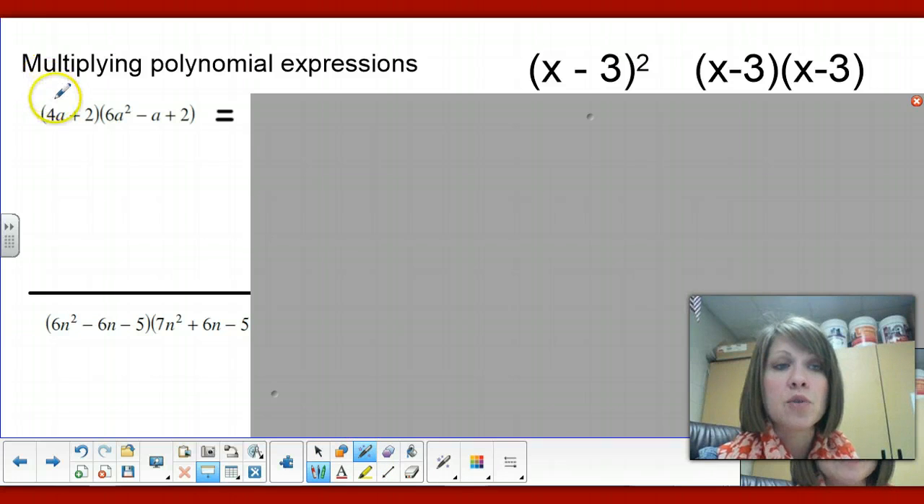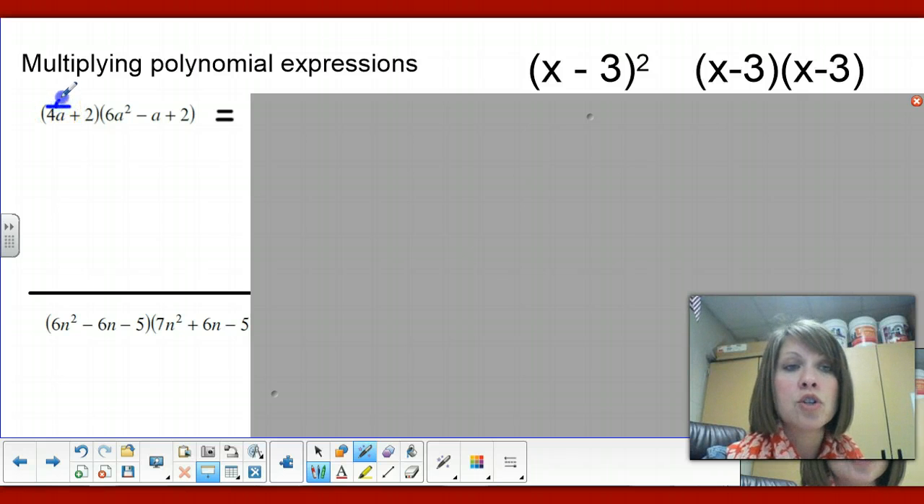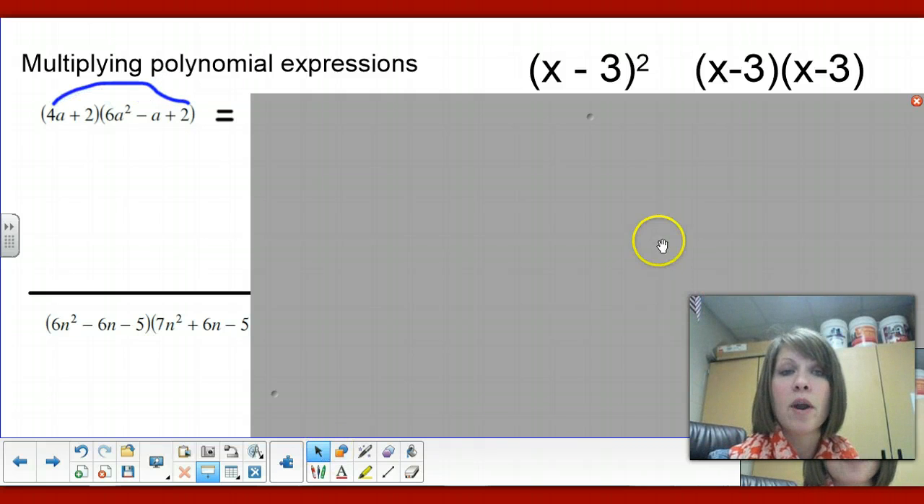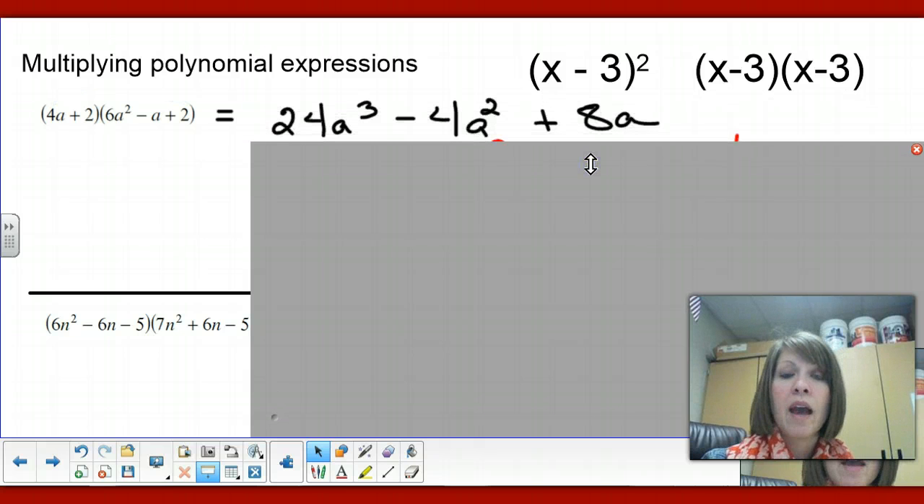What we'll do is we are going to take the 4a that you see here, and we are going to distribute the 4a to every one of the terms in the second trinomial. Okay, so just the 4a, we're going to leave the plus 2 alone. So we're going to do 4a times 6a squared, 4a times negative a, and 4a times 2. And that's going to give us 24a cubed minus 4a squared plus 8a.